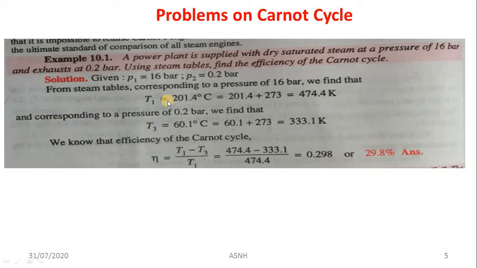Now the second pressure is given, P2 around 0.2 bar. Corresponding to that 0.2 bar, we have to find the value of T3. Corresponding to 0.2 bar pressure, the temperature is around 60.1 degree centigrade. Again we convert it into Kelvin by adding 273. Here I show you how those values are obtained with the help of the steam table.